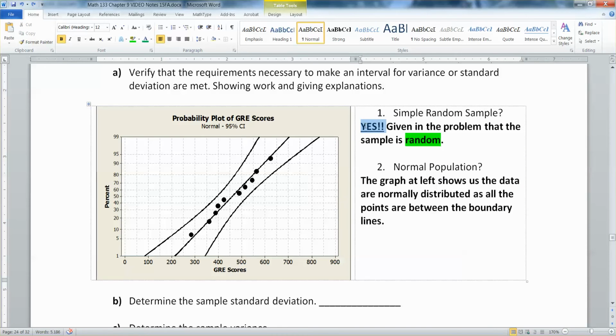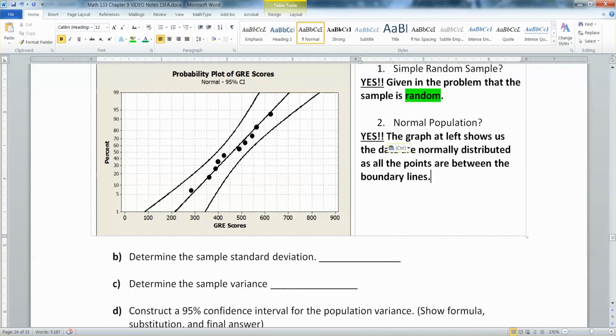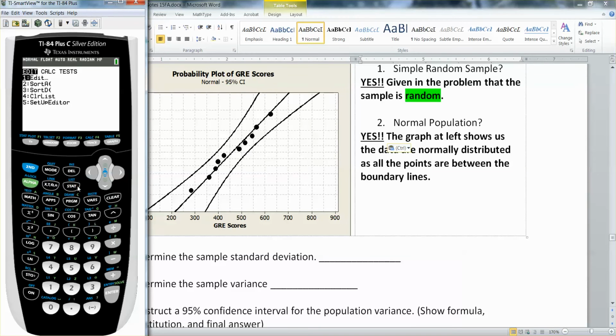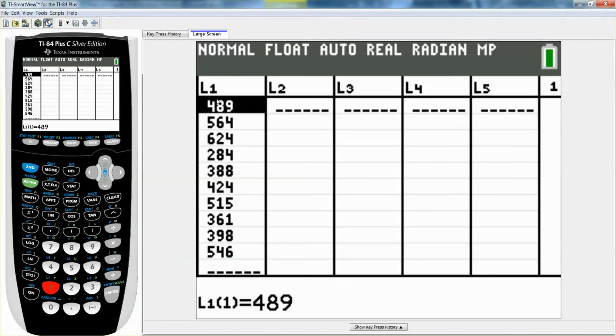Nope. Right there. That's what the graph gives us. So now I want to go find the sample standard deviation and the sample variance. So let me go back to my calculator. I press Stat, Edit. Here, let me make it bigger so you can see. There we go. And I typed in the data values here in L1. I cleared out the old and typed in the new.